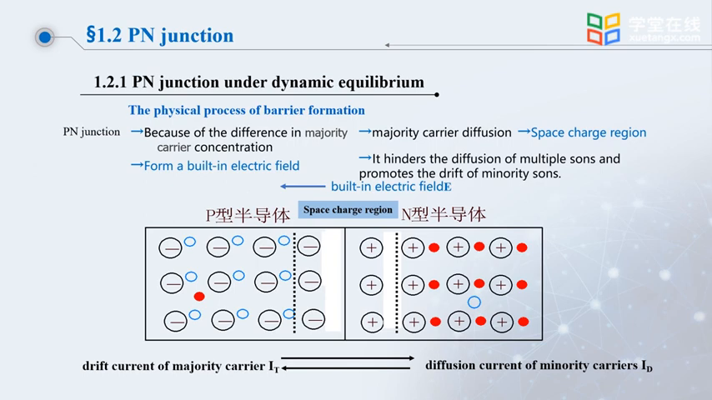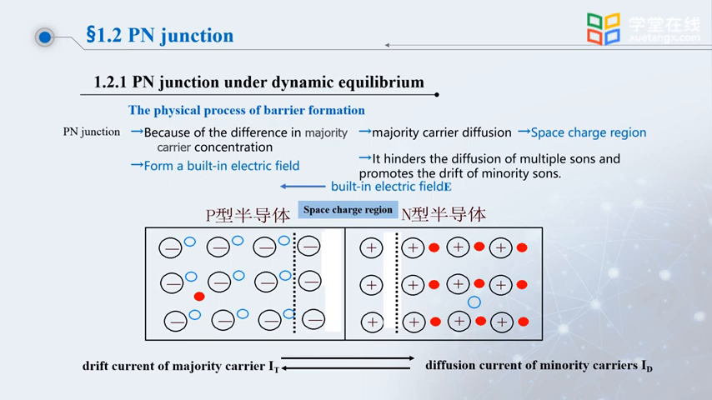In the process of diffusion, because the majority carriers spread into each other, a large number of the other party's minority carriers are recombined, and the position near the interface will leave a lot of impurity ions, which greatly reduces the concentration of carriers. We call this region the space charge region.